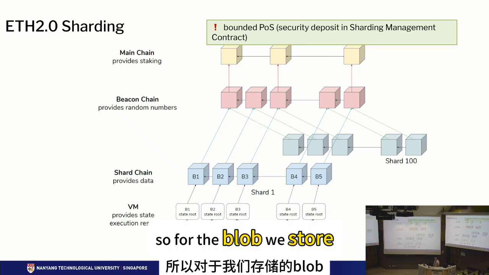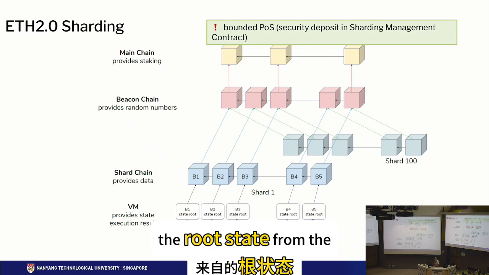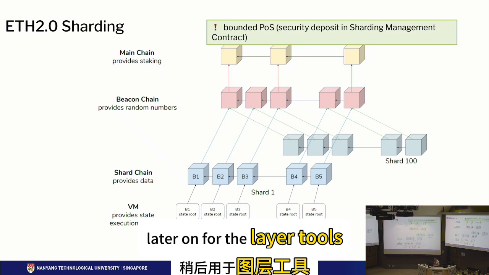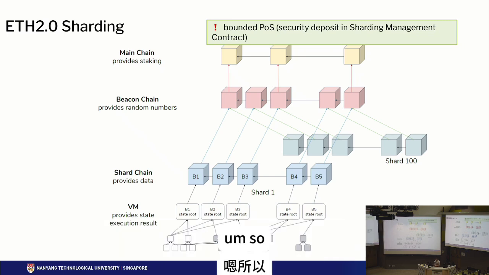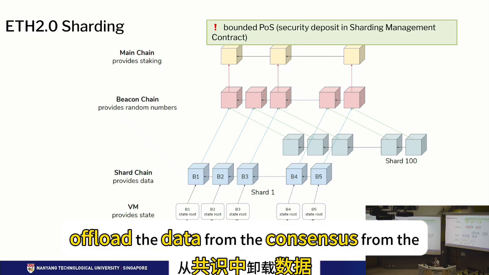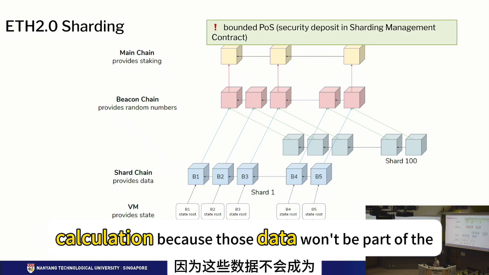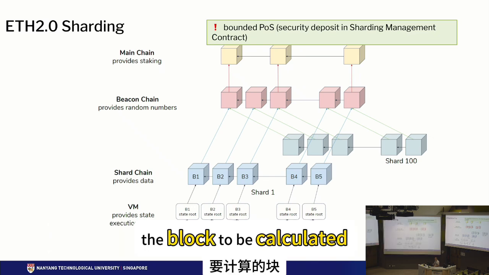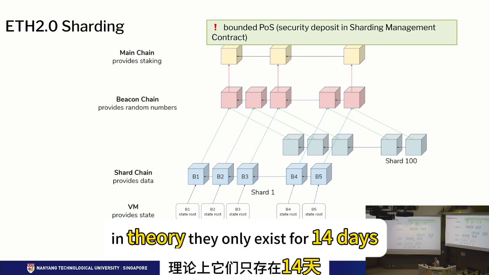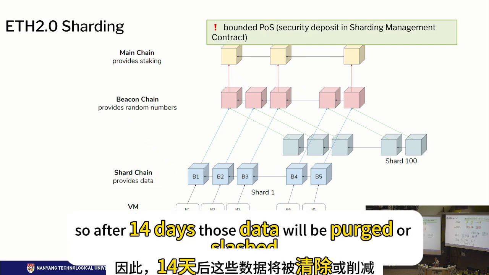For the blob, they store the root state from the layer 2s. Later on for the layer 2s, we may touch a little bit on that too. By doing that, they are able to offload the data from the consensus and the validator node calculation, because those data won't be part of the block to be calculated. Also that blob, in theory, only exists for 14 days. After 14 days, those data will be purged.